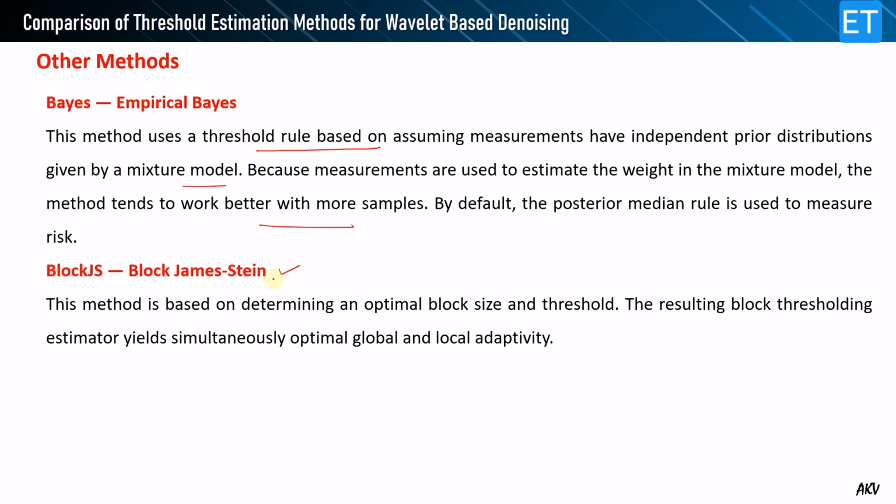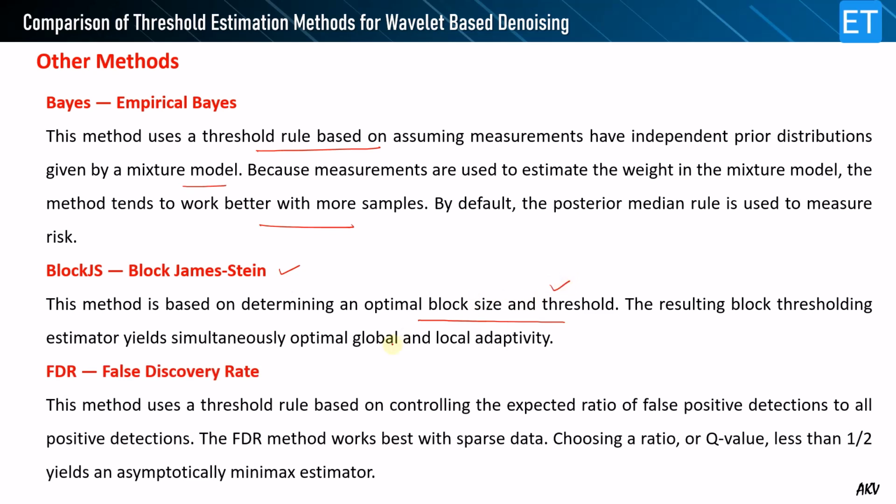Now next is the James-Stein block method. This method is based on determining an optimal block size and threshold. Actually, to estimate the variance and to estimate the lambda, we consider all the wavelet coefficients simultaneously. But in this method, they divide the whole set of wavelet coefficients into small blocks, and then on the basis of that we select the lambda. So it works on finding the optimal block size and then the corresponding threshold selection.